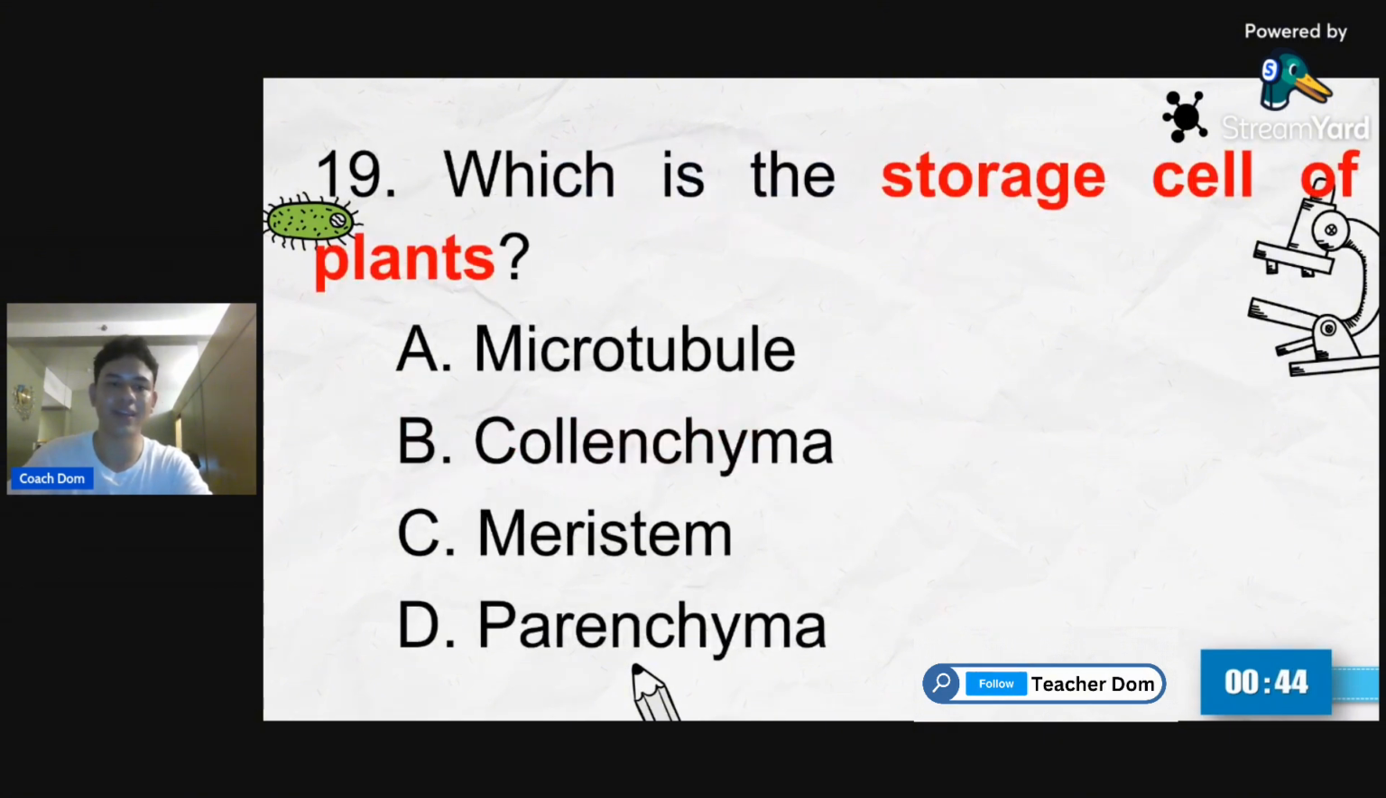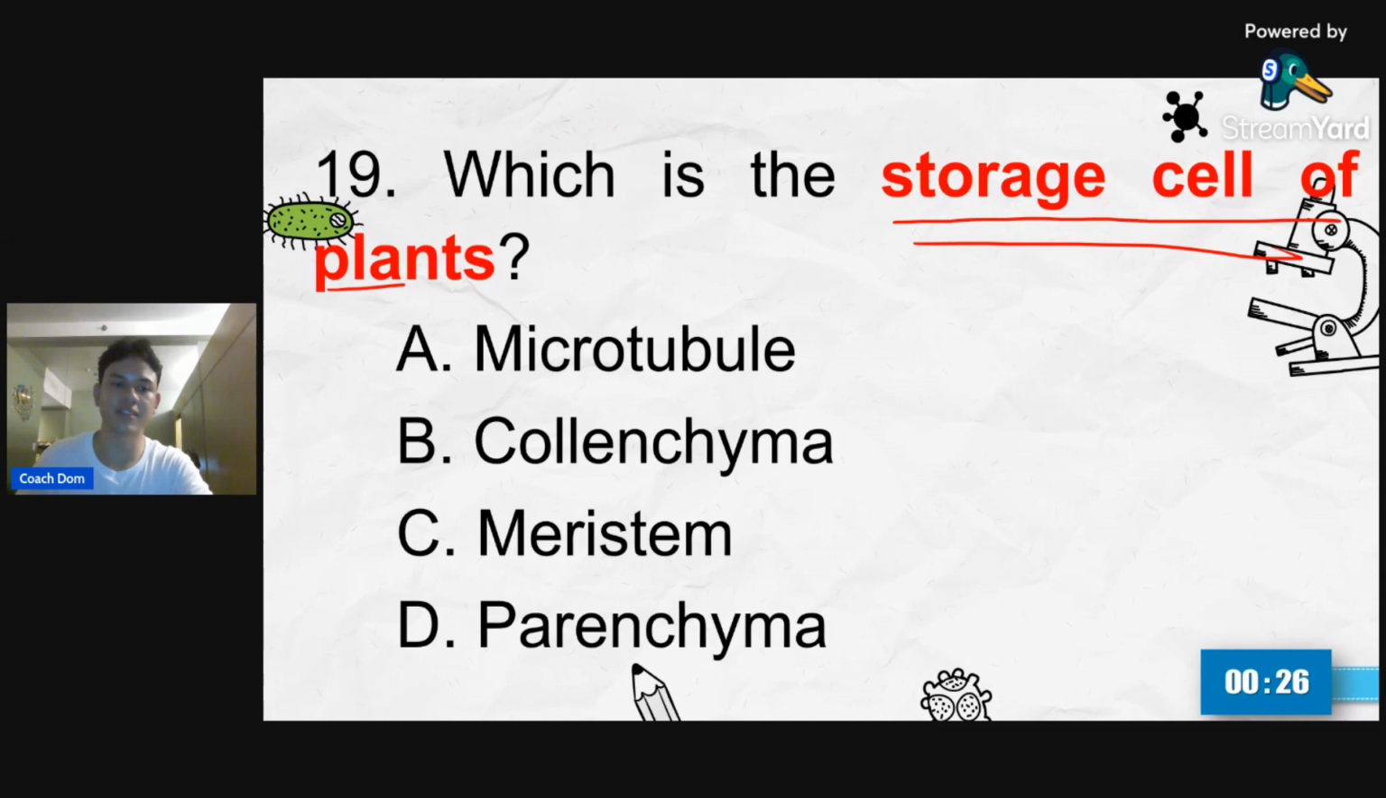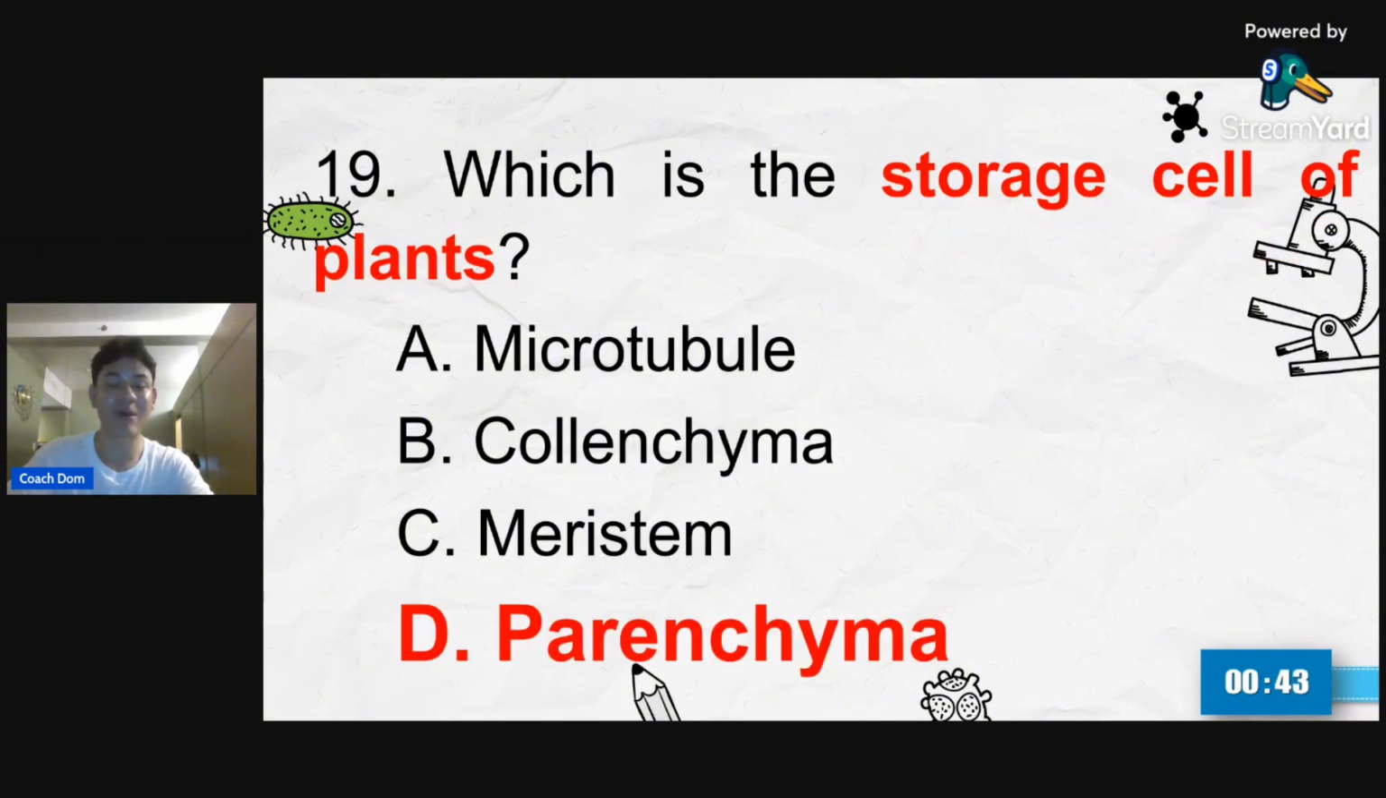Next question, 19. Which is the storage cell of plants? A. Microtubule, B. Collenchyma, C. Meristem, D. Parenchyma. Clue natin, storage cell of plants. Okay, correct answer po natin dito. Please lock in your answer for question number 19. Okay, that would be letter D, parenchyma po. Laban po tayo, that is letter D, parenchyma.